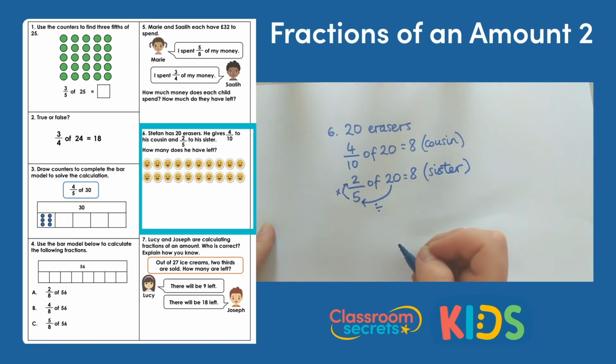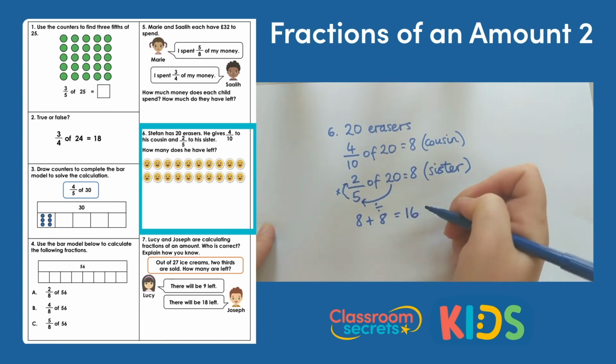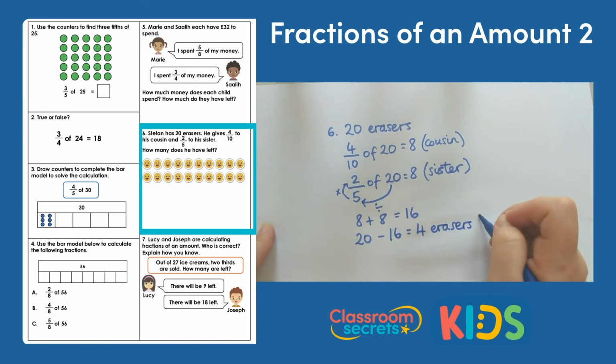If we need to work out how many erasers Stefan has left, we must work out how many he's given away altogether. We can do this by adding 8 and 8 together, which makes 16. The final part of this question would be 20 take away 16, which tells us that Stefan has 4 erasers left.